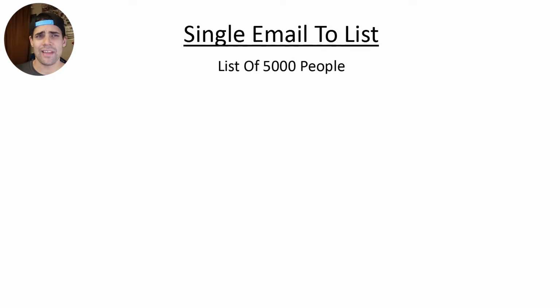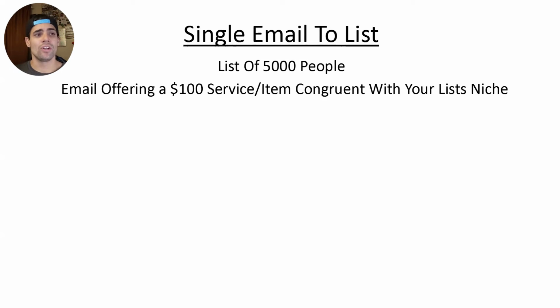We're going to stick with the 5,000 people example. Let's say you send out an email offering a $100 service or item that's congruent with your list's niche. Let's say your 5,000 people are interested in dog training. We like to use that a lot for examples. So, it's a $100 dog training service. It's congruent with your list. Of course, the offer has to be congruent with your list.